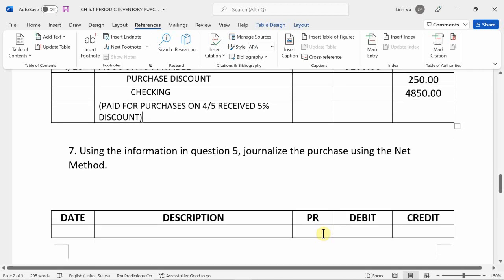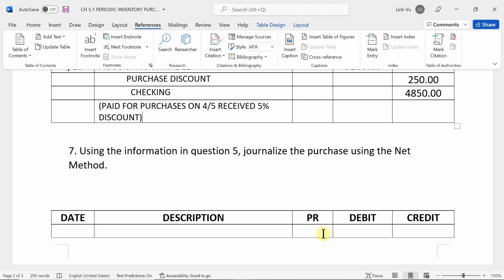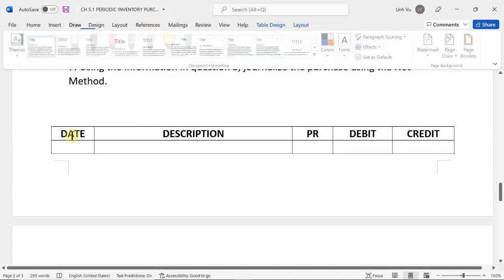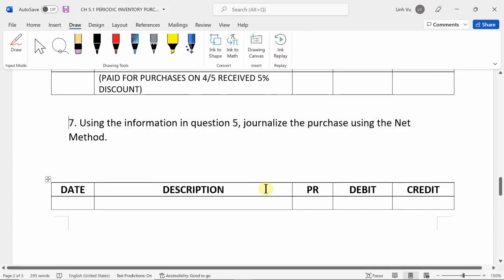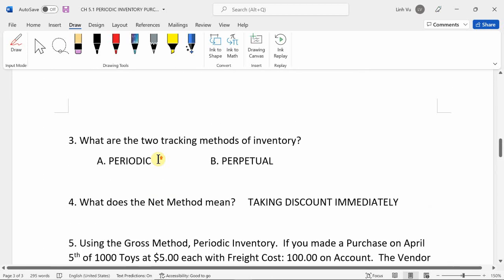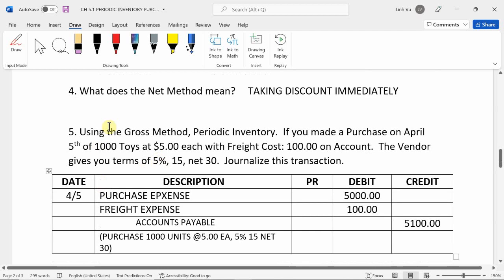All right. Number 7, using the information from question 5, journalize the purchase using the net method. Okay, so let me push this down to the next page. Okay. So again, we're going to be using the net method. Using the information from question 5, we purchased 1,000 units for $5 each, with the freight costing $100 on account. Terms were 5%, 15, net 30.